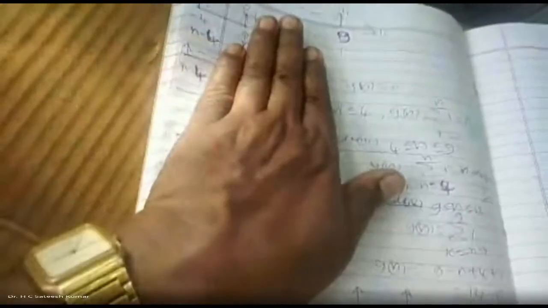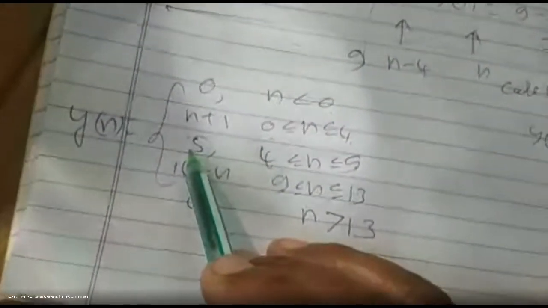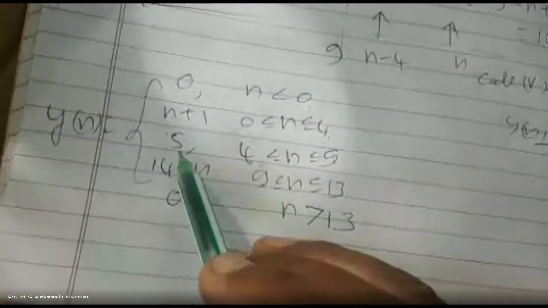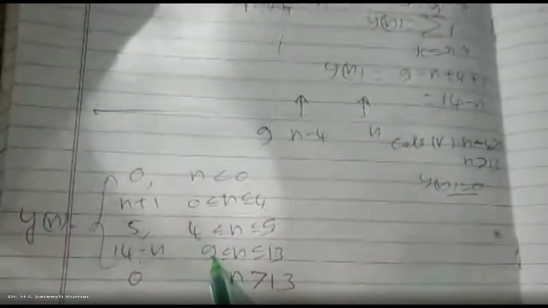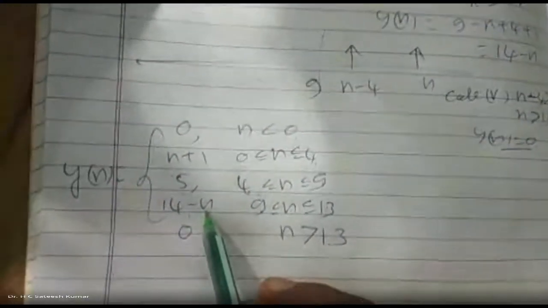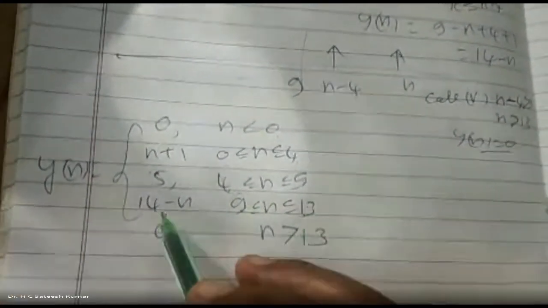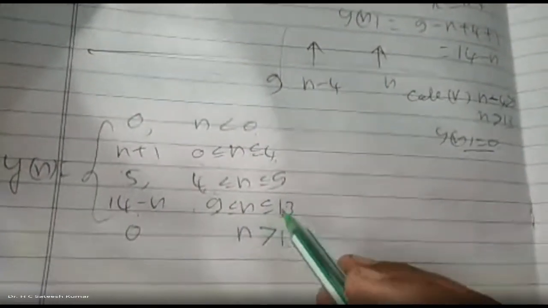N is equal to 4. N is equal to 4 means what? So all the 5 elements get overlapped. N is equal to 4, 5. N is equal to 9, also 5. 14 minus 9, 5. N is equal to 13, 1.